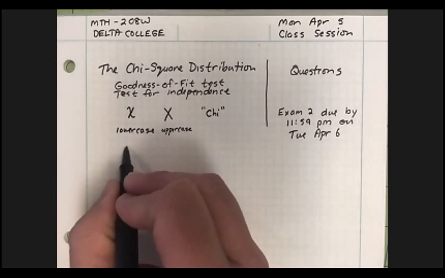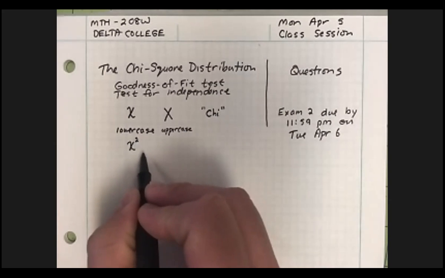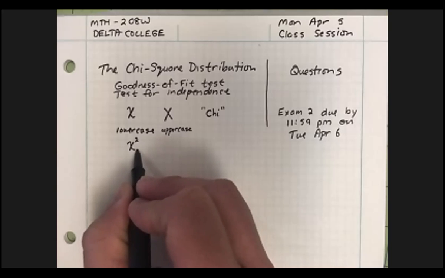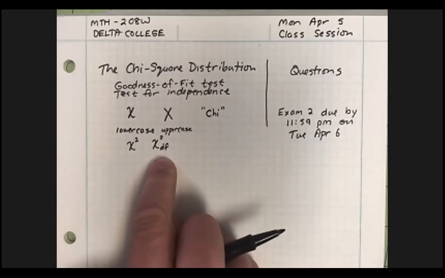So the chi-squared distribution is often written like this, chi-squared. And it's a little bit like the t-distribution, in that it depends on degrees of freedom. So some people also write it chi-squared with the degrees of freedom indicated here in the lower right subscript.